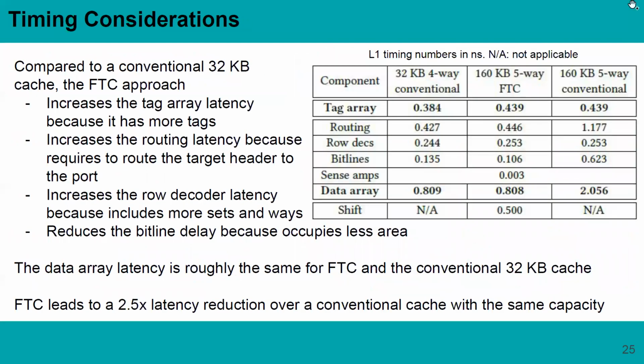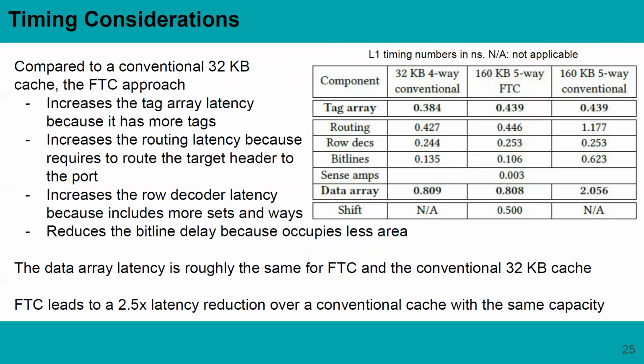This table compares the access time in nanoseconds of different L1 cache configurations, including a 32 kilobyte 4-way conventional SRAM cache, the proposed 160 kilobyte 5-way FTC, and a conventional SRAM cache with the same capacity and number of ways as the FTC. As expected, compared to the 32 kilobyte SRAM cache, FTC increases the latency of the much larger tag array, which is implemented with SRAM.